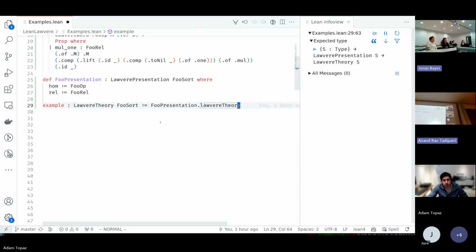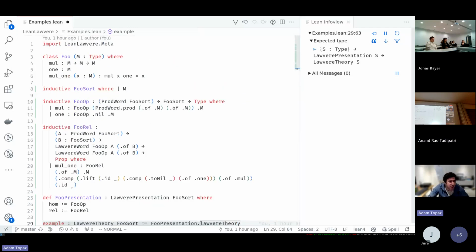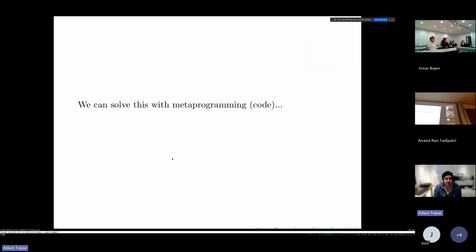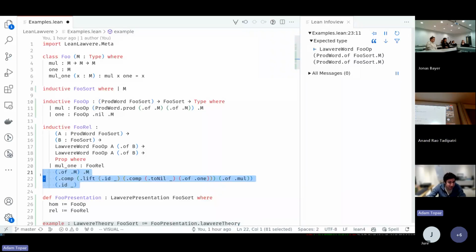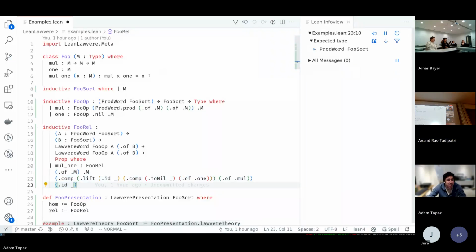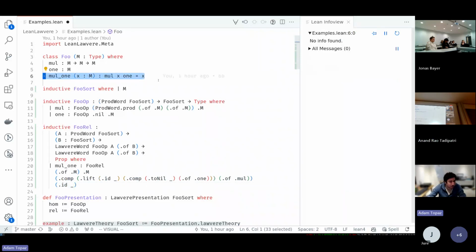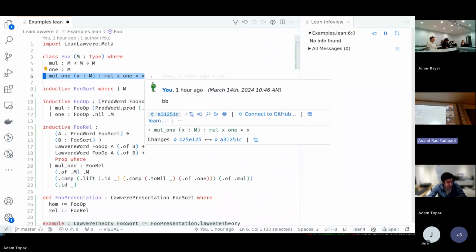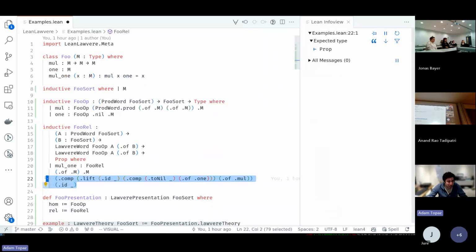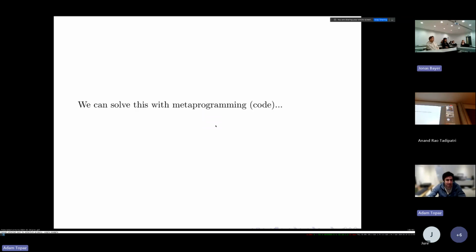Okay, I have just a couple more minutes. Let me just mention that this is still not ideal. Even in the simple example, it's quite tedious to, for example, write down this axiom. Imagine I have, I don't know, the axiom for associativity of a scalar multiplication of a monoid acting on a set or something like this. The actual relation would be extremely difficult to write down by hand. And as I said in the slide, we can solve this with metaprogramming.